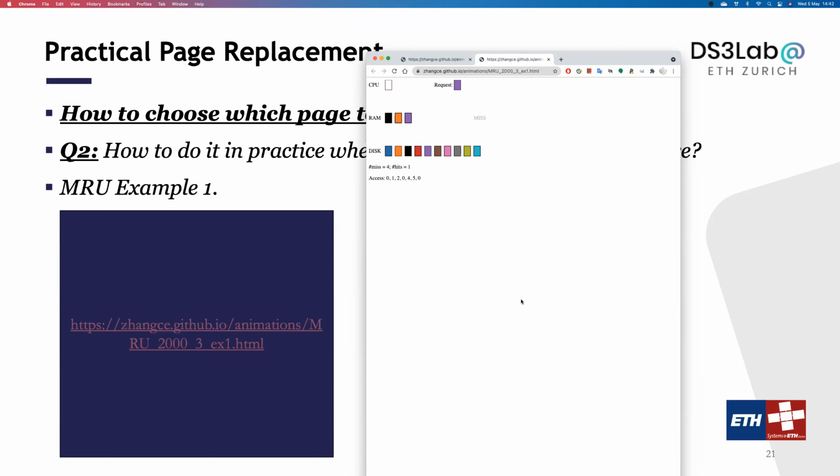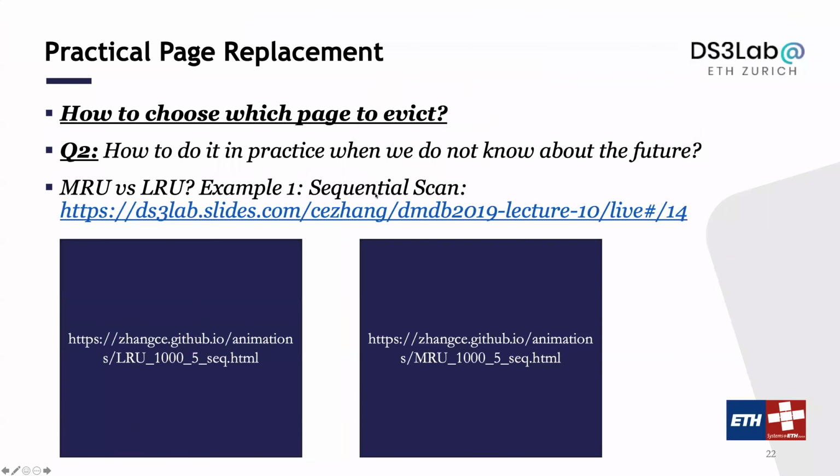Then I want the brown one. Here I'm going to evict the purple one because that's the most recently used, and bring the brown one through to my CPU. So on and so forth. This is very simple, very similar to LRU. So why do we need both? Let me show you two examples where they actually make a difference.